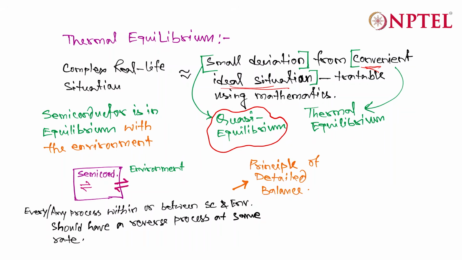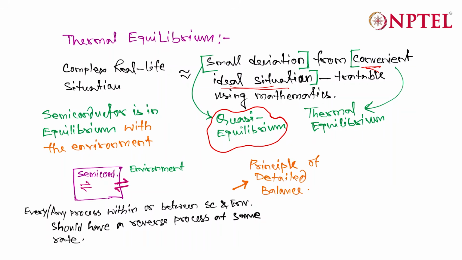Now, we call a semiconductor in equilibrium with respect to the environment. So always remember, equilibrium has to establish between two different entities. When we say that a semiconductor is in equilibrium, we mean that it is in equilibrium with respect to the environment. Okay.